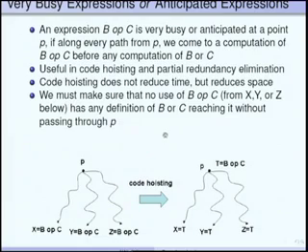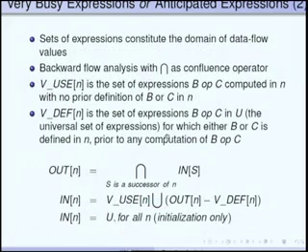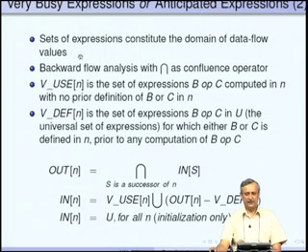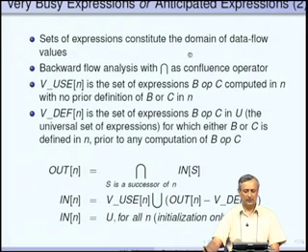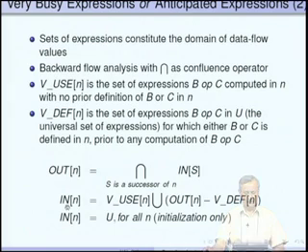So, how do we really define a data flow analysis problem for very busy expressions? As usual, the sets of expressions constitute the domain of data flow values here. So, we have seen that already, and this is a backward analysis problem. Why? Look at the equation. In is defined in terms of out. The confluence operator is the intersection. So, out n is intersection of in S, where S is a successor of n.